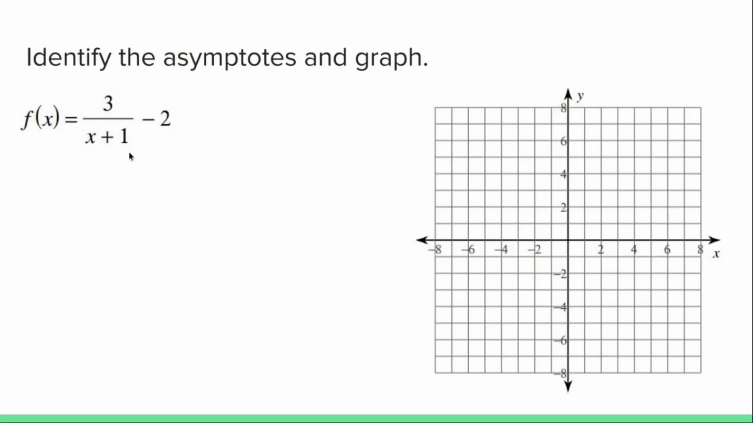Identify the asymptotes and graph this rational equation right here. All right, well, first things first, there's going to be two asymptotes that we're going to look for. The vertical asymptote is going to be whatever number makes the denominator equal to 0 and therefore makes this undefined.